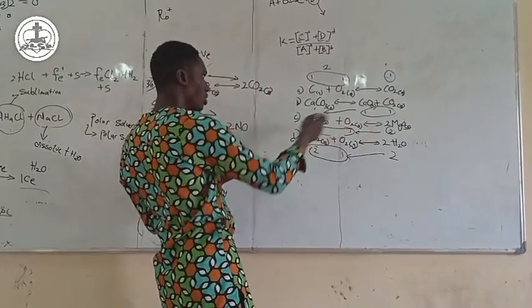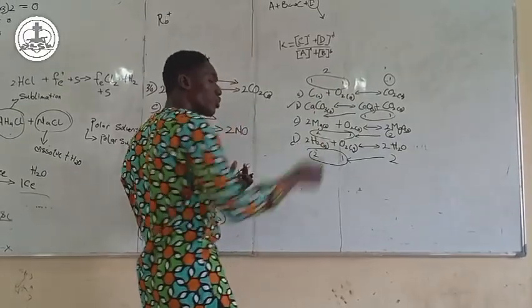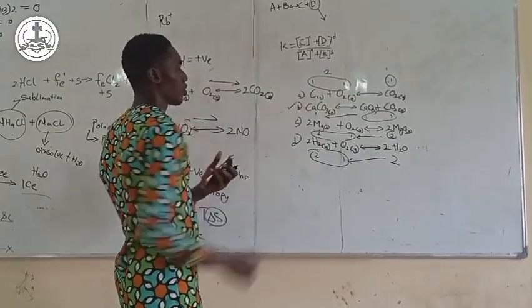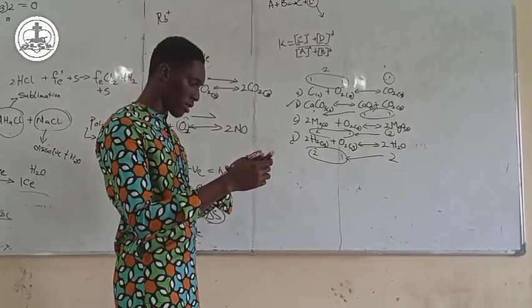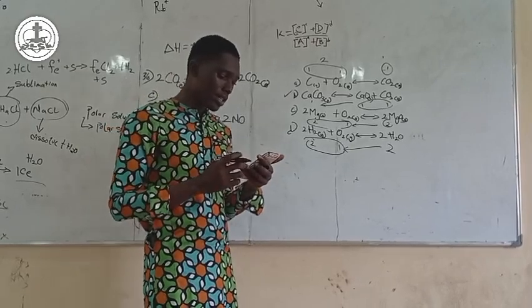So all of them are increasing towards the left except for B. So B is reducing towards the right. So B is the correct answer. So there we have it. So going to the next question, number 42.